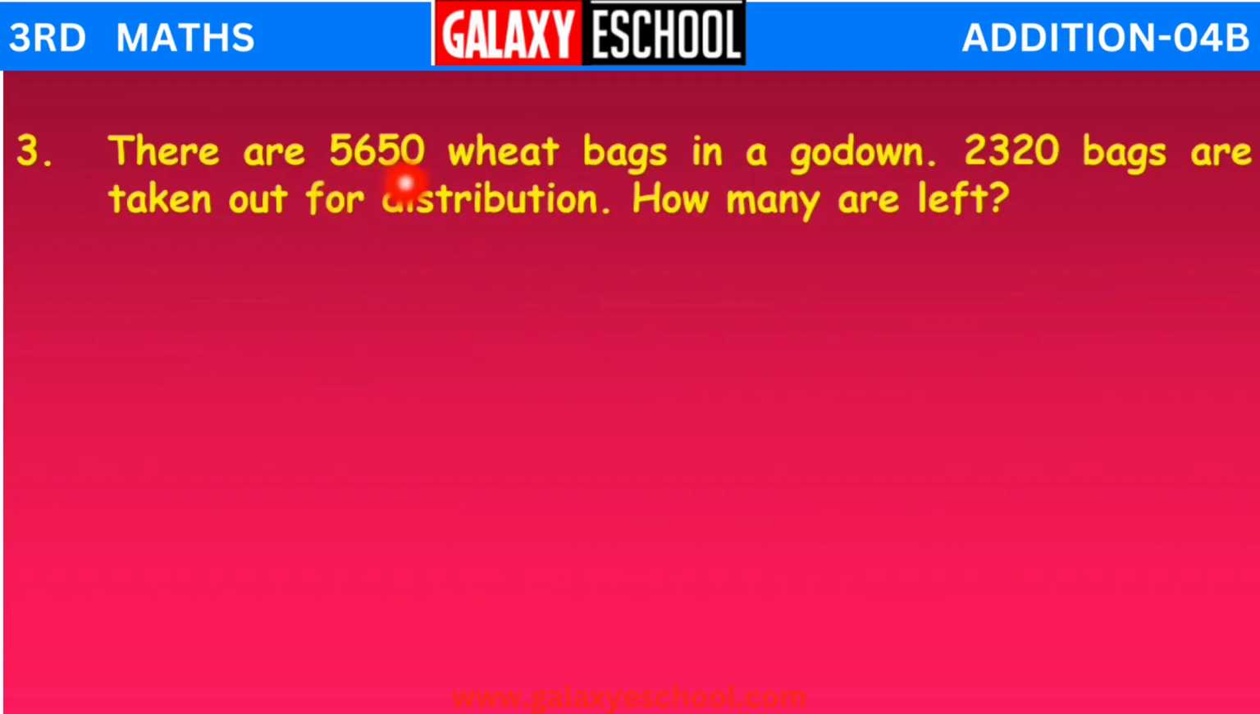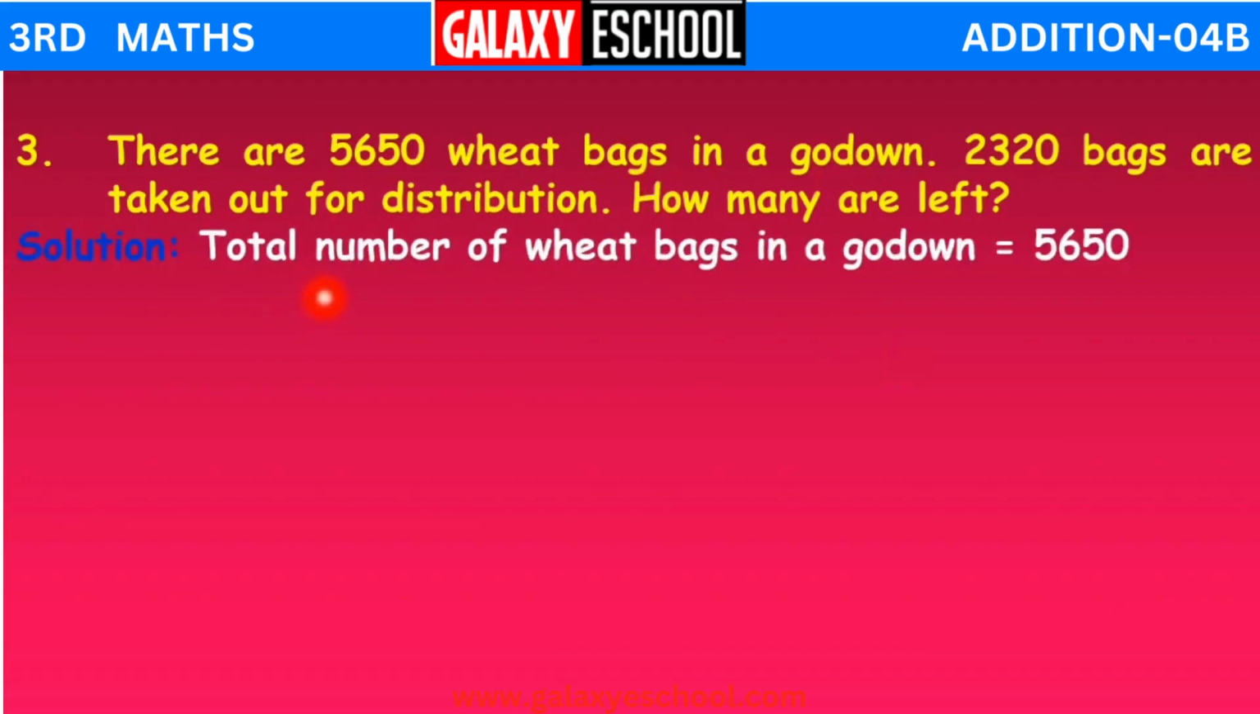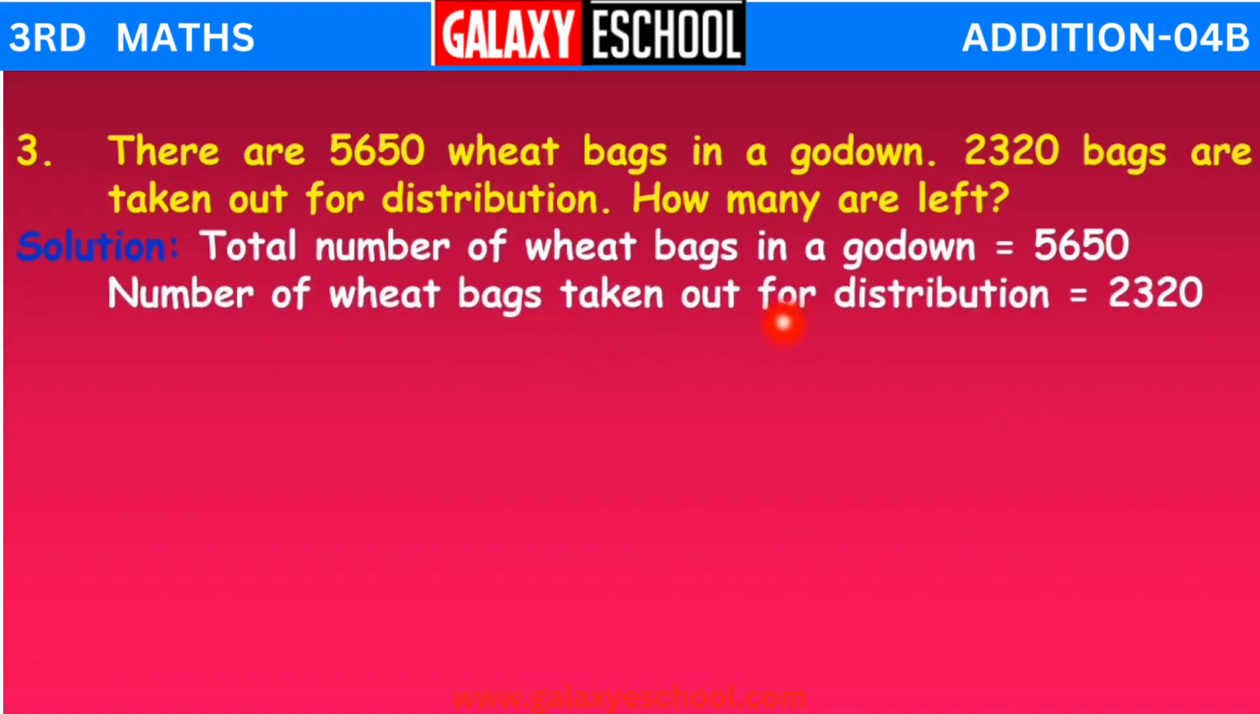Here the first number is 5650. Now what is this? It is the wheat bags in a godown. So the first statement will be total number of wheat bags in a godown is equal to 5650. Yes. The second number is 2320. Now what is this? It is the number of bags taken out for distribution. So the number of wheat bags taken out for distribution is equal to 2320. Yes children? Yes. Now the next part of the question is how many are left.